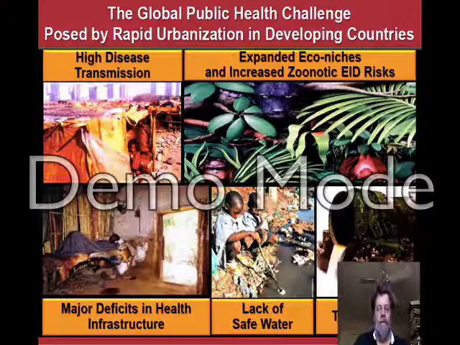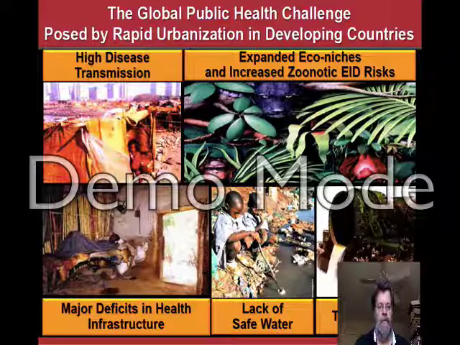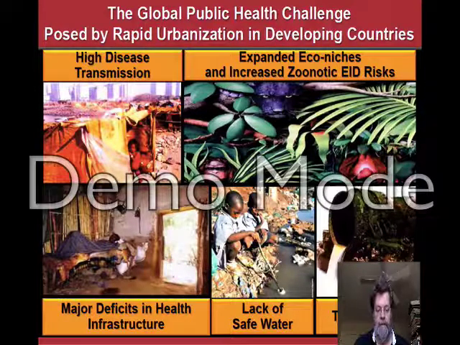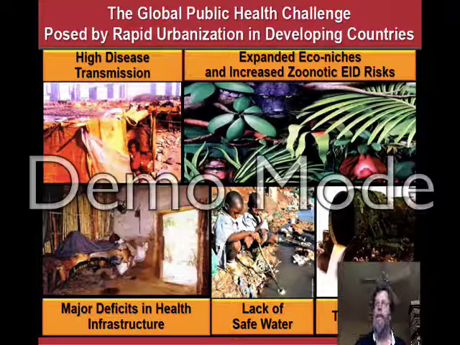So the global health challenges posed by rapid urbanization in developing countries basically means that we have high disease transmission because we have lots of people living in close spaces, unsanitary transmission. We have those expanded eco-niches and increased areas of zoonotic emerging infectious disease risks. We have in those places major deficit in health infrastructure, such as lack of safe water, lots of toxic waste that weakens the immune system of all those people. It's a deadly cocktail. Now that's what happens in the developing countries.